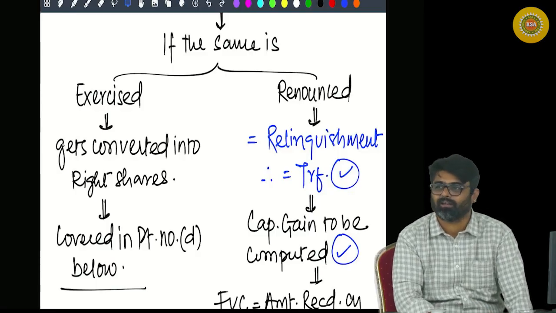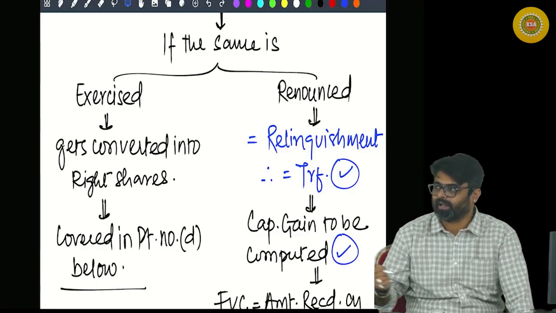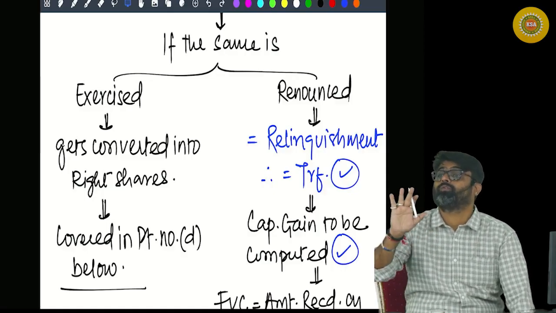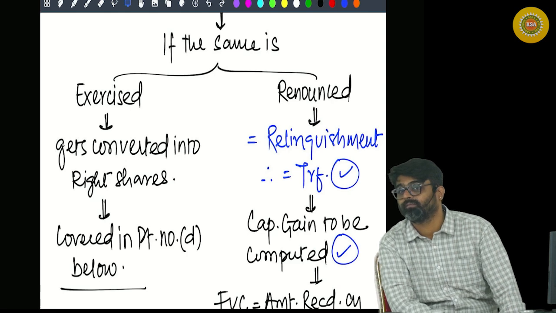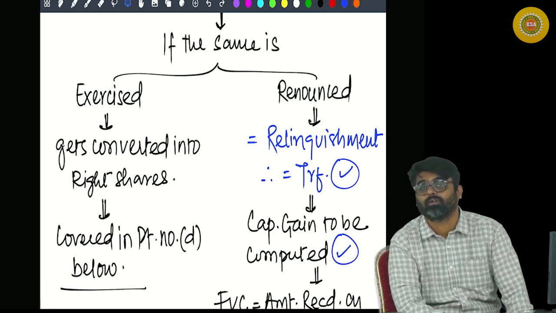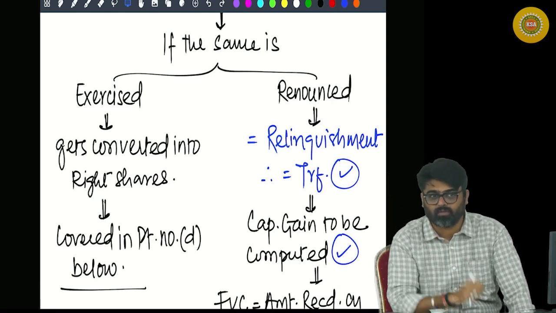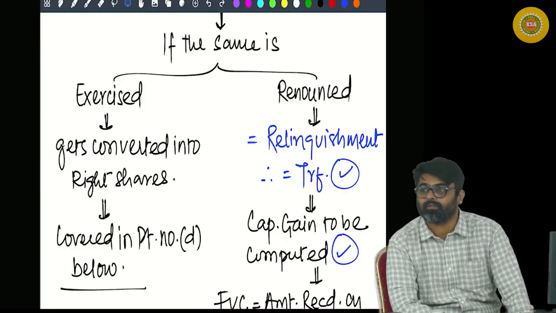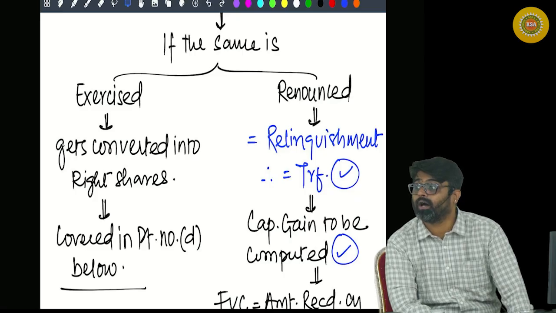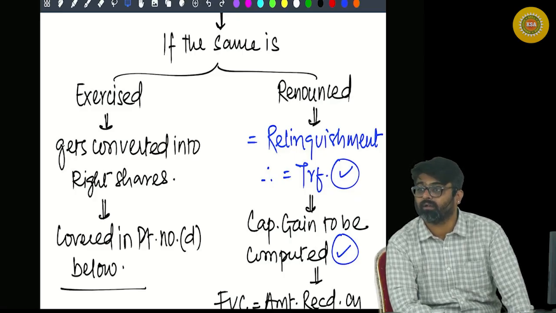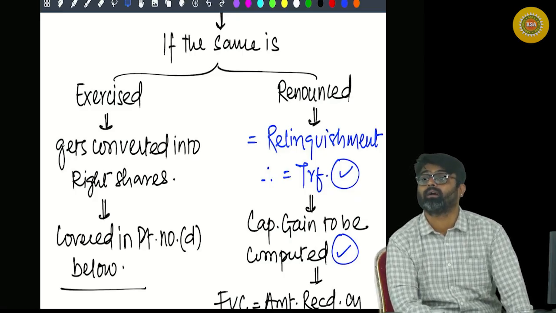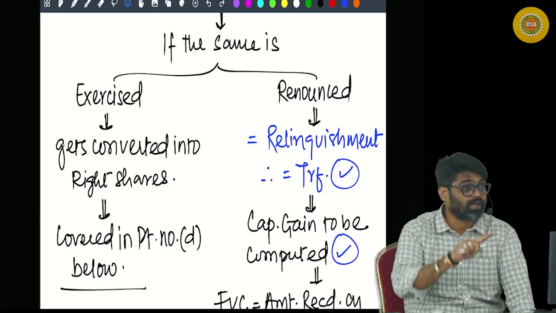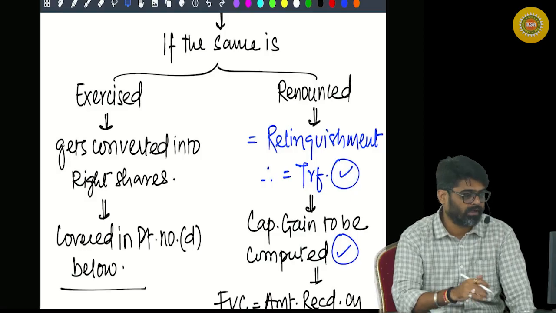You said, sir, take my right. One right I am giving you 50 rupees. How many such rights? 500 rights you gave. Per right, how much you took? 50 into 500. Did you earn 25,000 by relinquishing? That is the full value of consideration for transferring your capital asset, which is the right.